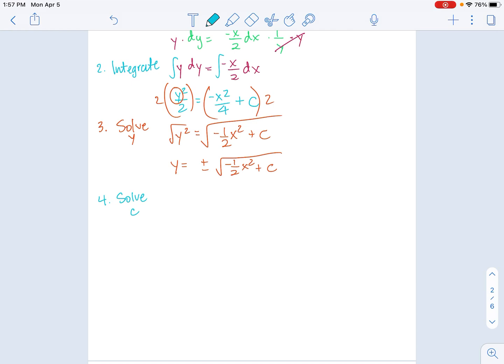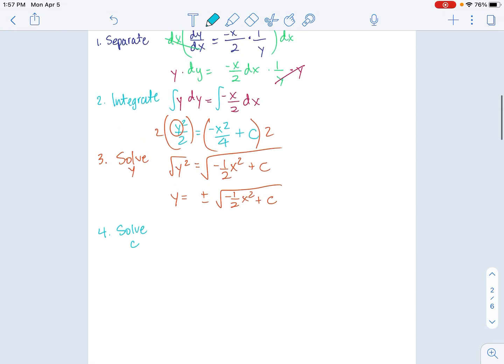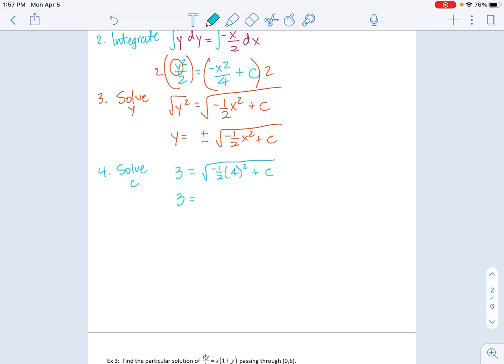And in order to do that, I got to use the initial condition. So going back up to the top, I have 4, 3, and 3 is my y value. Since that's positive, I'm going to use positive square root here. 4. And then this becomes, what, 16 over 2, negative 8 plus c. So now I can square both sides. So I get 9 equal to negative 8 plus c. Add 8 to both sides. 17 is c.